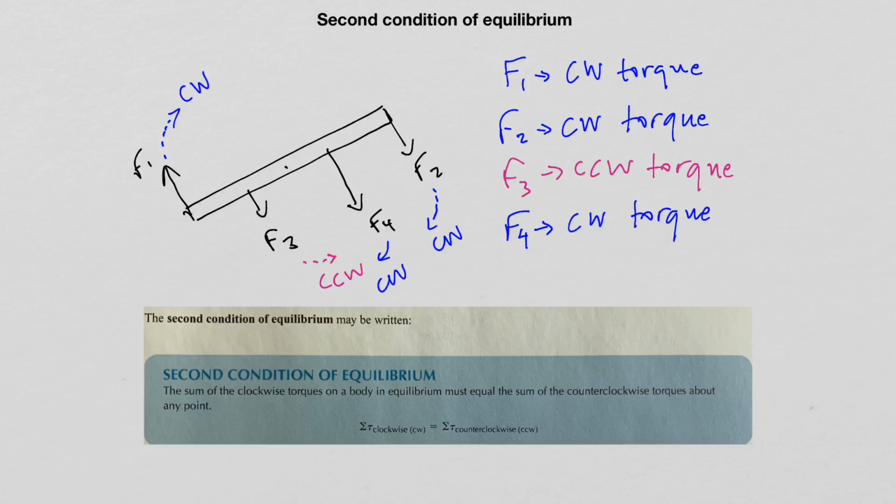And this is simply the statement of the second condition of equilibrium. Another way to state this is that there is no net torque acting on the system. The net torque is zero. That's another way to state the second condition of equilibrium.